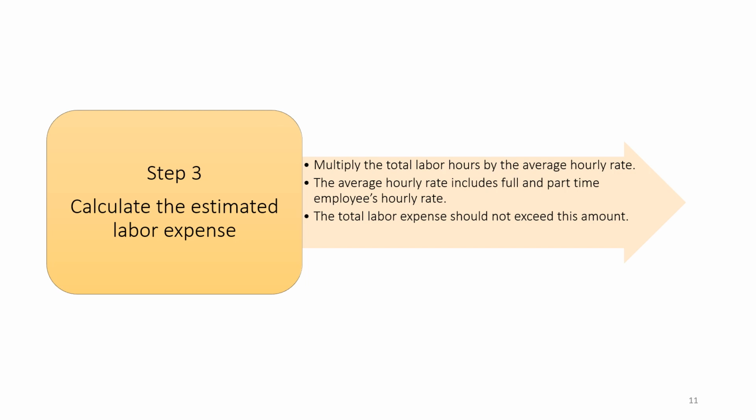For our third and final step, we need to calculate the estimated labor expense based on the hotel's occupancy. Multiply the total labor hours times the average hourly rate. The average hourly rate includes full and part-time employees. The total labor expense should not exceed this amount. So when you actualize your labor expense at the end of the day, the end of the month, and you're looking at it compared to what you budgeted and compared to what you scheduled, it should not exceed what you had scheduled.